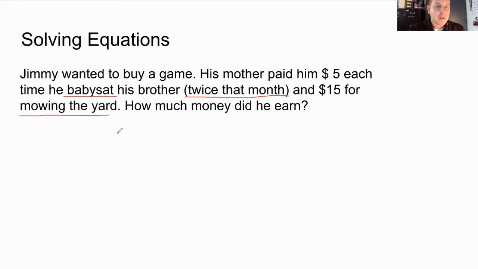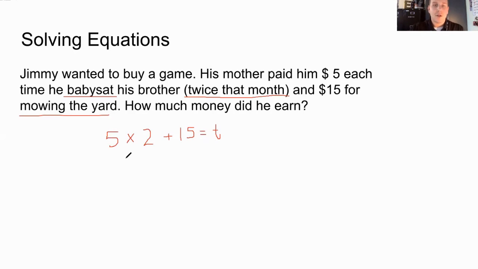So if he babysat his brother twice, I'm just going to say 5 times 2. Okay. And then I know that he mowed the yard once. So he only mowed it once. So I'm just going to add 15 at the end. Okay. And I know if I get this answer, that's going to give me the total. So I'm going to make it today the T for total. Okay. So 5 times 2 plus 15 should get me the total he earned that month.